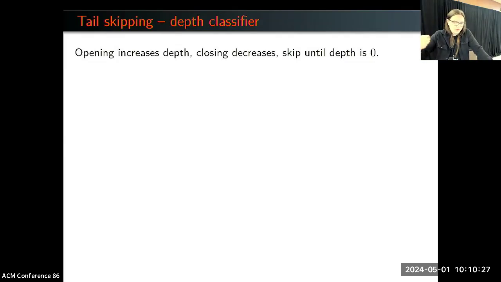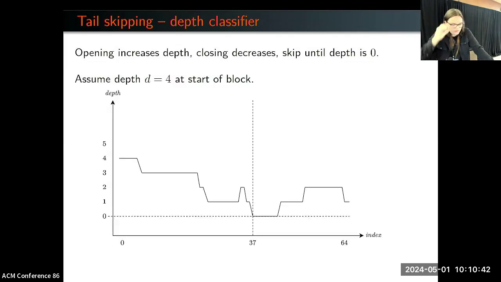Every time you see an opening, the depth increases by one. Every time you see a closing, a curly brace or square brace, the depth decreases. So we want to skip until we go back to depth zero. This is not that easy. If you assume that at the start of a block, as in D block, you have depth four, you have to actually look at every occurrence of an opening and a closing to find out where you reach zero. In this case, it's the 37th byte.